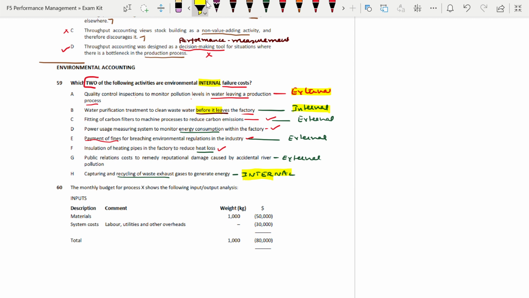Others are external. Installation of heating pipes in the factory, heat loss. If it is affecting external factors, then we have to take that. Based on this they are talking about two things. Either we got B and we got H.